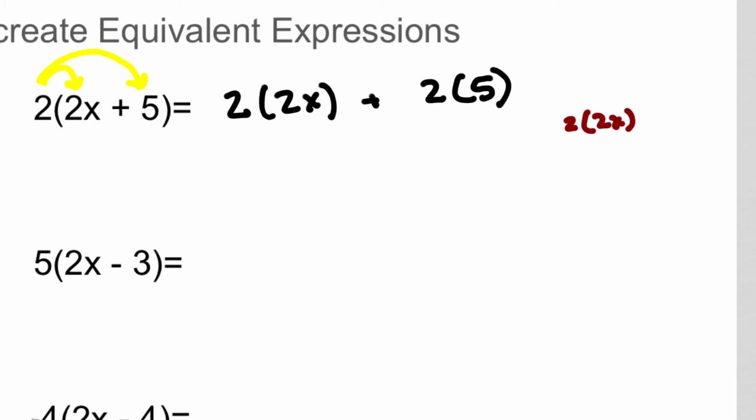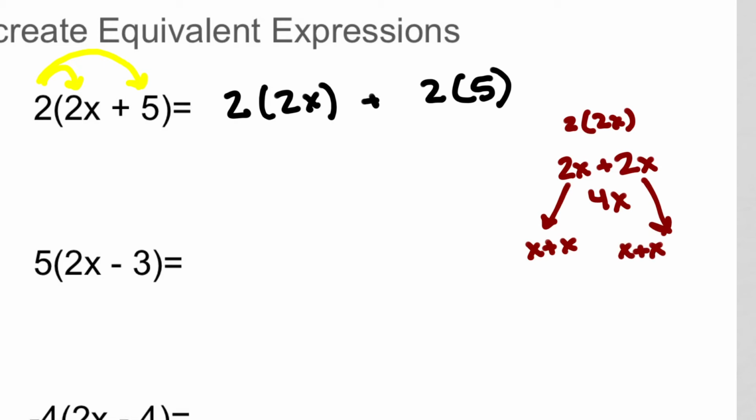Well, that just means there's 2 of the 2x's. So there's a 2x here, and there's a 2x here. Well, how many 2x's are there? There's 2 2x's. So I've got 2x and 2x, that gives me 4x. So I could have looked at that as, over here I've got x plus x, and over here I've got x plus x, and all together I have 4x's. Or I could have looked at it that just 2 times 2 is 4, and I keep that x.